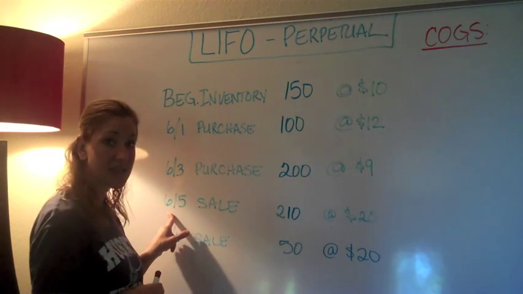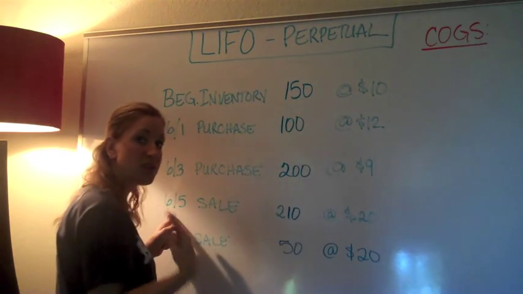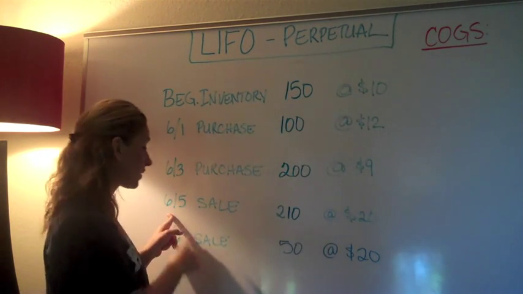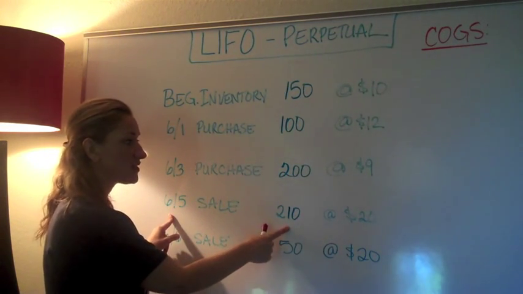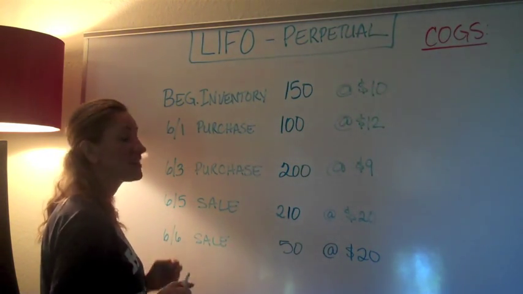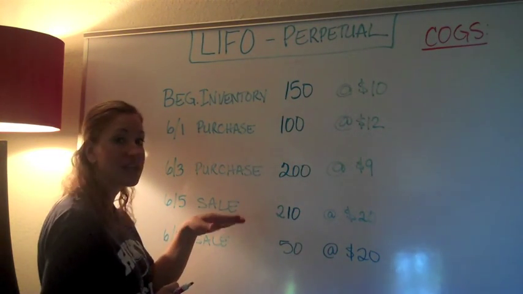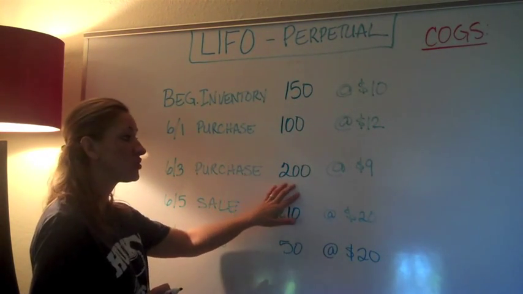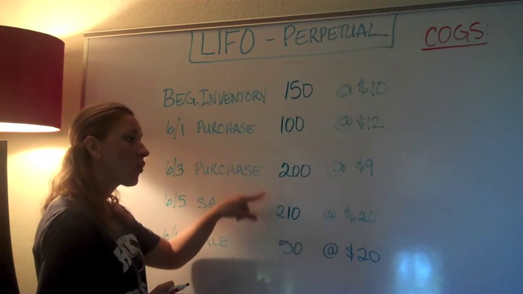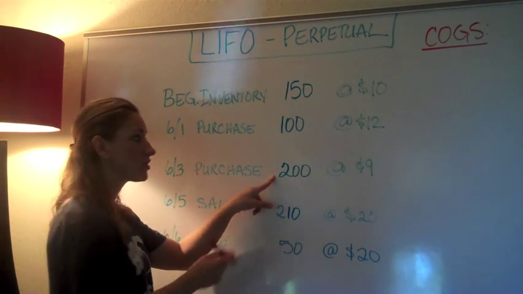So the first sale that we have is cost of goods sold. This is how much it cost us for the goods that we sold. So the first sale we have is on June 5th, 210 units. So I'm going to take the most recent purchase that I made and see how many of those I can use. The most recent purchase was on 6/3, 200 at $9. We have 210, and this is only 200.